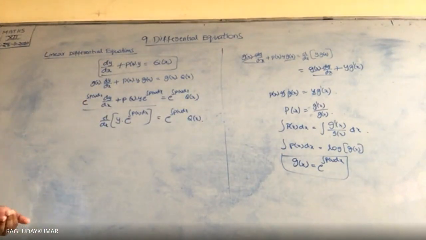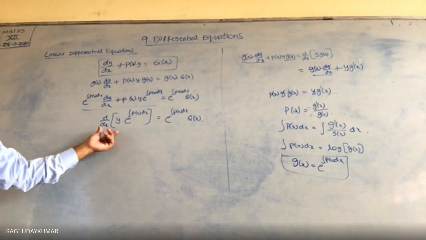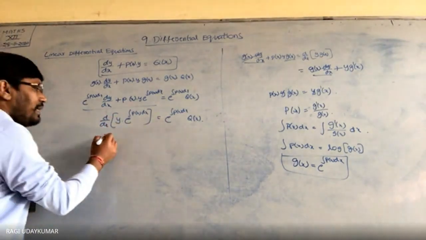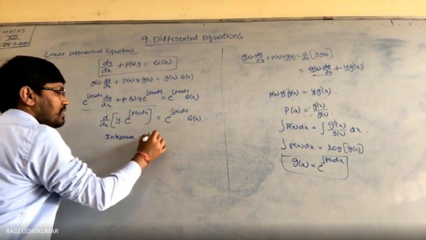You need to know that. But the method of solving the problem is very simple. By seeing this, you don't get complicated here. Now, if you integrate on both sides, integrate on both sides here. So, what do you get?